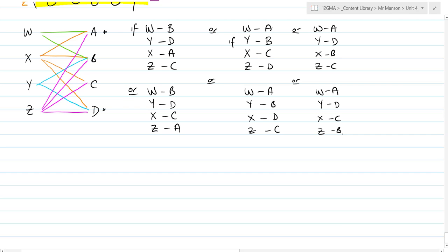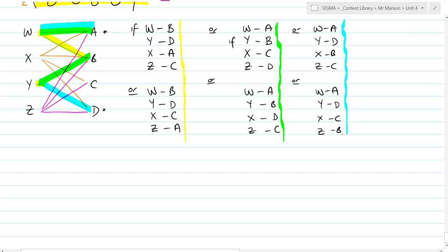You'll note how I've gone through in a systematic way, choosing to look at W and then Y because they're the ones with only 2 options each. What if W is B? Well, then I've got these 2. What if now W is A, and then Y has a choice, so let's make Y B, and I've got these 2. And then what if W is A and Y is D? And then I got these ones. So it's a very systematic way.